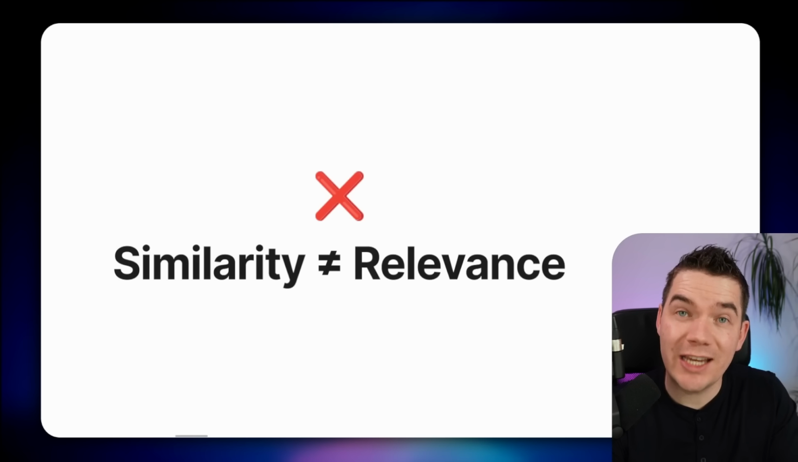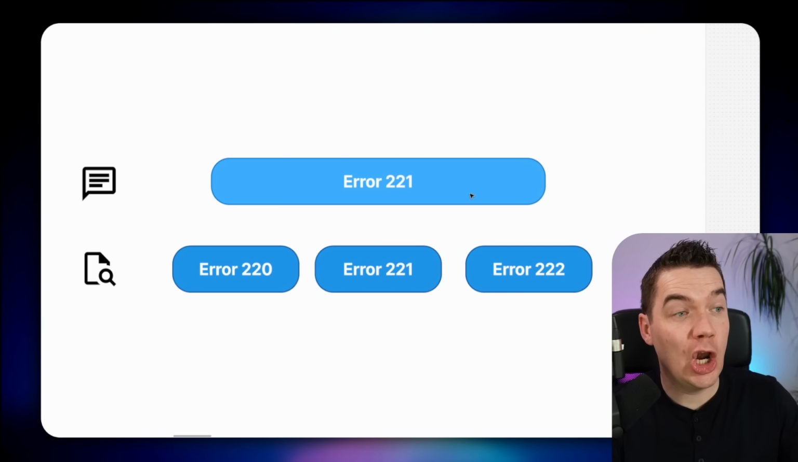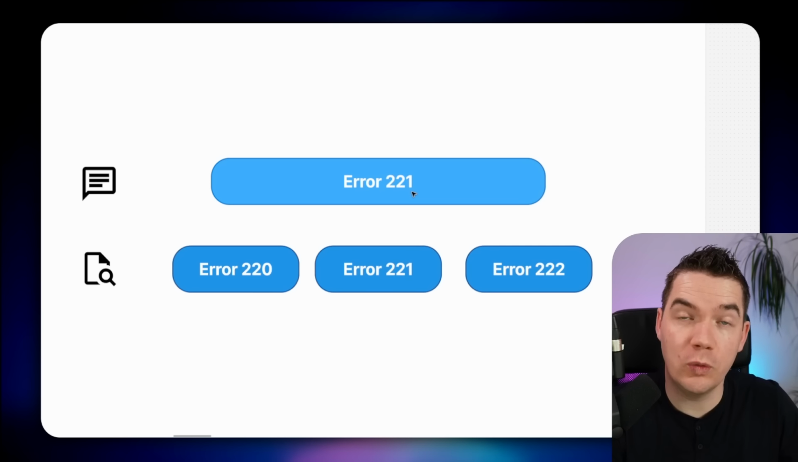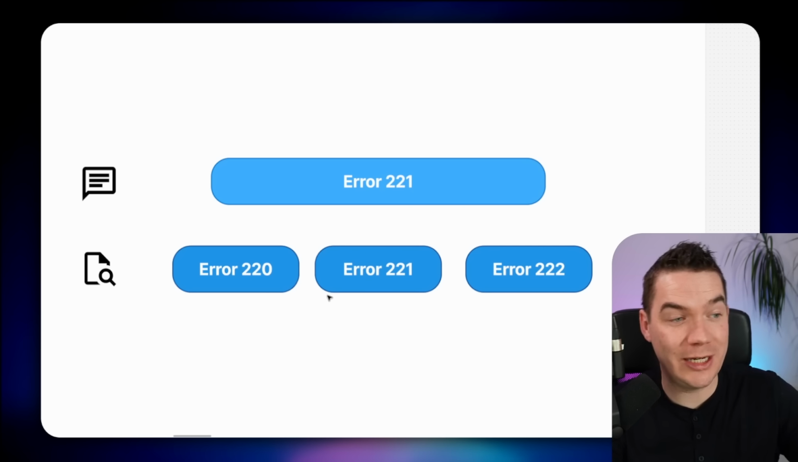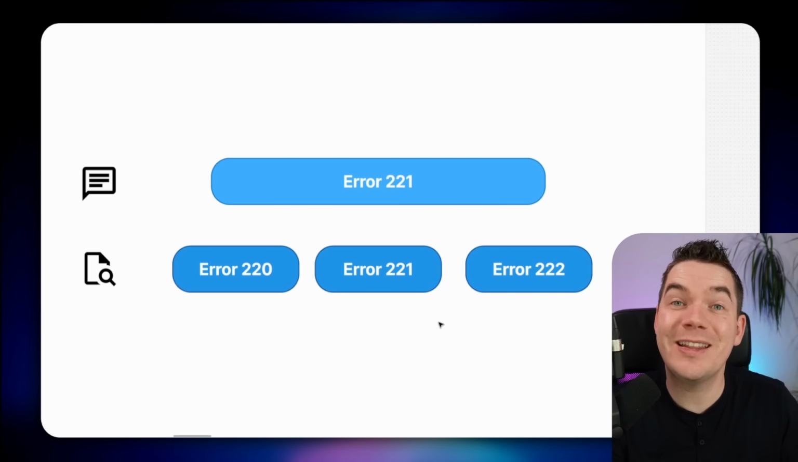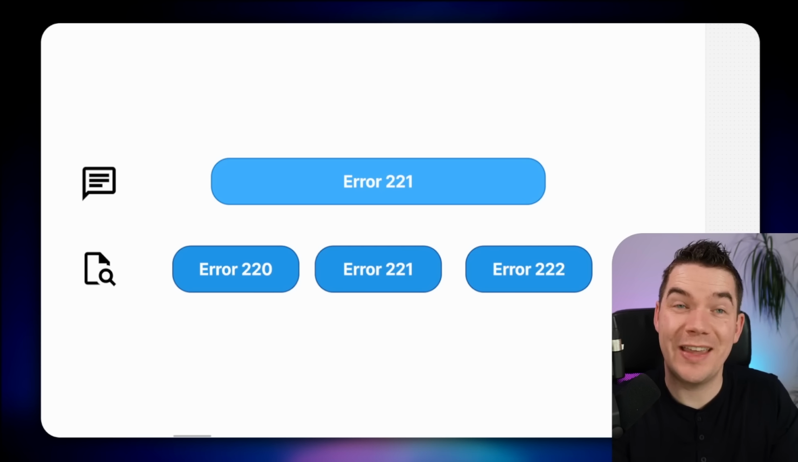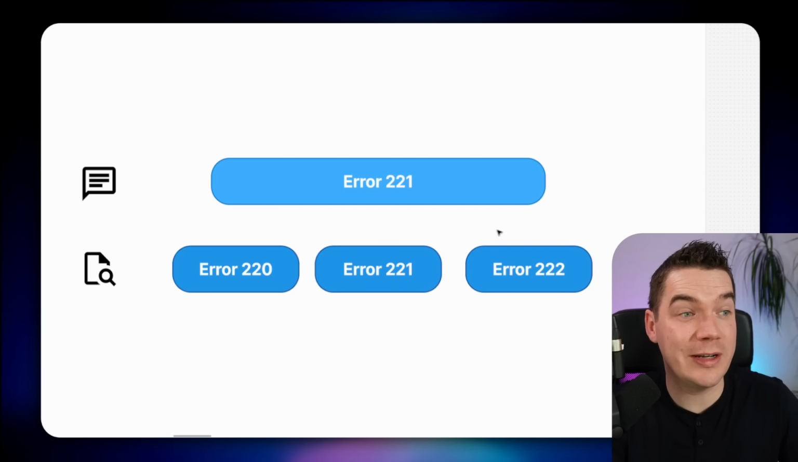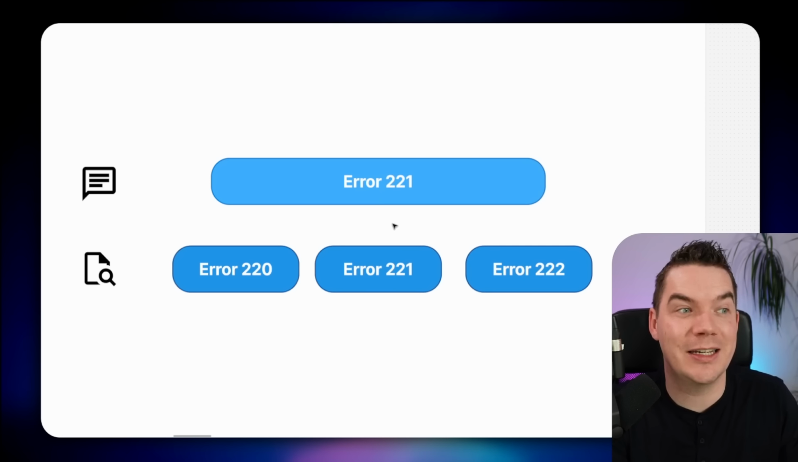Relevance is highly subjective depending on the question that was asked. If you queried a vector store, for example, looking for information on error code 221, the vector store would happily send you back information on error 220, 221, and 222 because they're all relatively similar. But clearly the most relevant result you're looking for is this one, error 221. This lack of exactness around vector search is both its major strength, because you can find the right information even though you don't have the right words in the exact query, but then it's also a major weakness if you need exactness, like in this case.